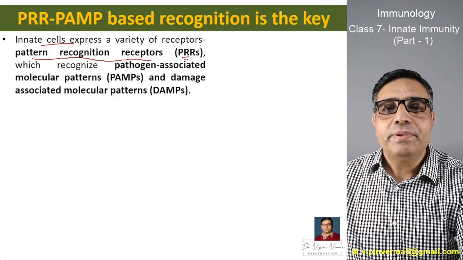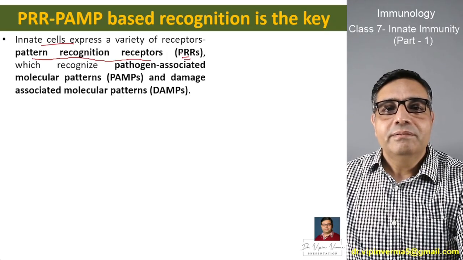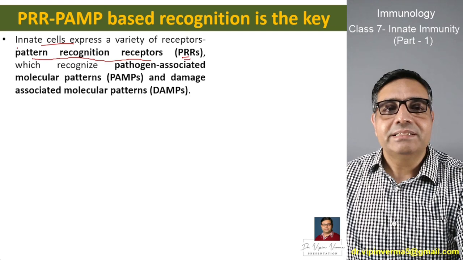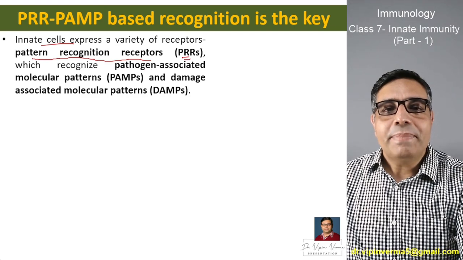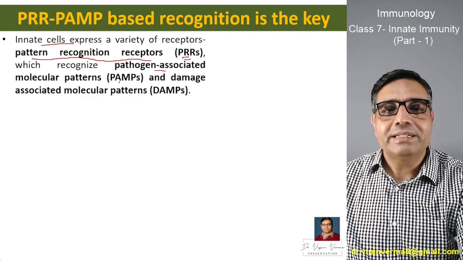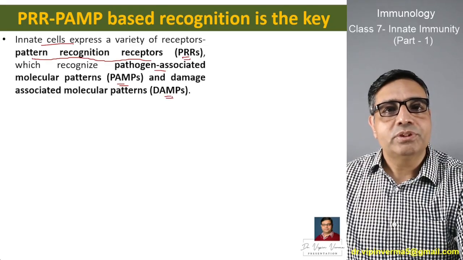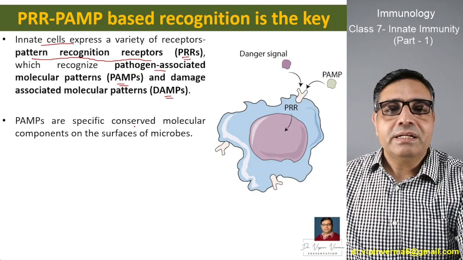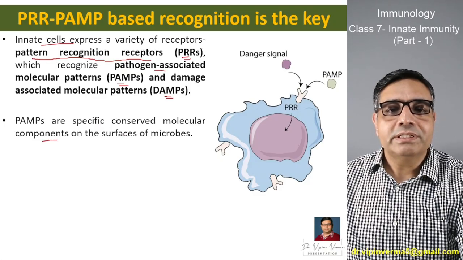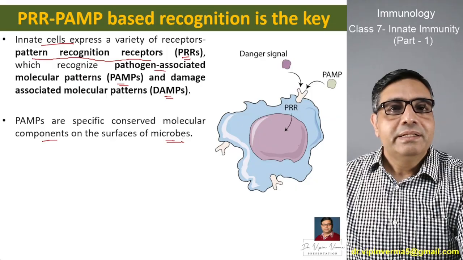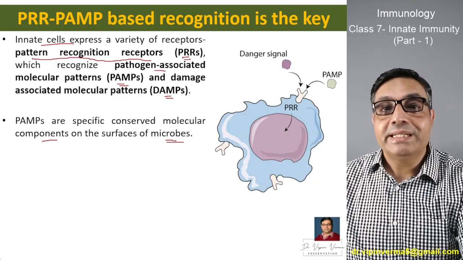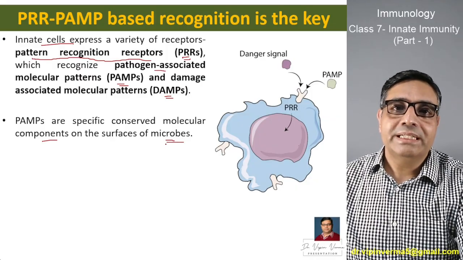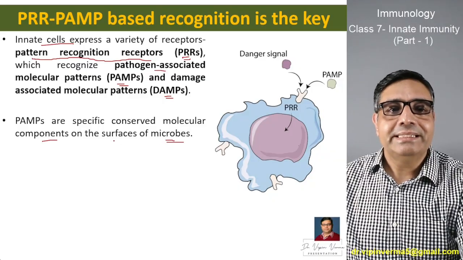We call them PRRs, which are the receptors present on the innate cells that recognize pathogen associated molecular patterns, which we call PAMs, and damage associated molecular patterns, or DAMs. We just saw the DAMs. Now, PAMs are specific conserved molecular components on the surface of the microbes. They are present on the microbes, but absent on our own cells, so they are easily recognized.